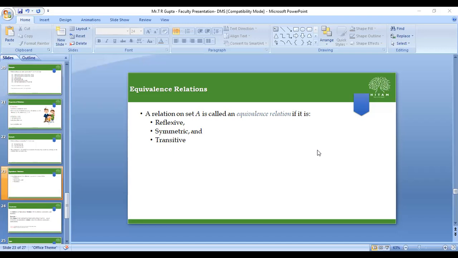Now reflexive, symmetric, and transitive: if these 3 properties are satisfied, that type of relation we call an equivalence relation.